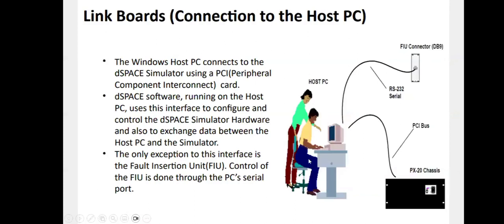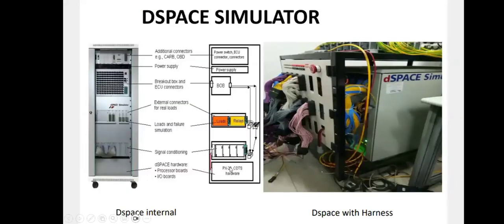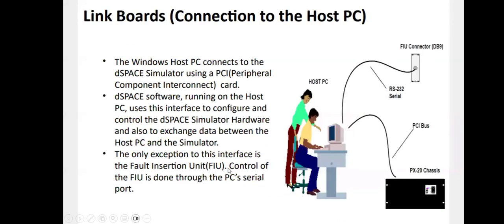And next, how the communication happens from the host PC. The host PC will run the test cases, right? That communication happens through the PCI bus. This is the processor simulator, and this communication happens through the PX20. Where is the PX20? This one is the PX20. That will be communicated through the PCI bus. And next, FIU. I told you yesterday we discussed. We'll be having LAN 1 and LAN 2. LAN 1 will be for the processor, and LAN 2 will be for the FIU, right?